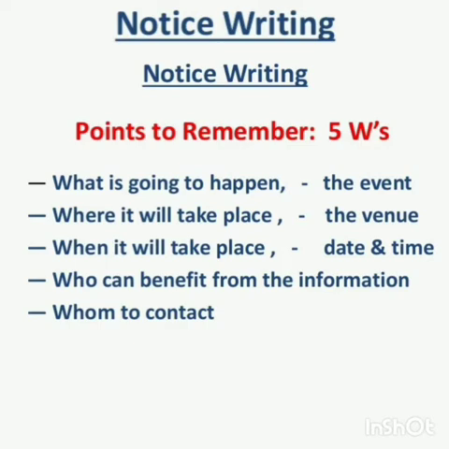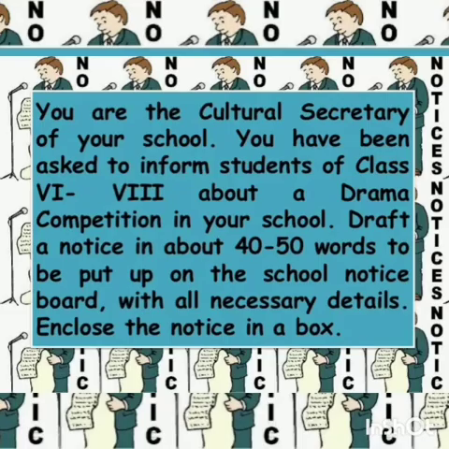So what is going to happen and where it is going to happen, what is the date and the time, and who is the audience going to benefit from the information, and whom to contact regarding this notice. These are the 5 W's. You should keep it in mind. So what are the 5 W's? What is going to happen, where it will take place, when it will take place, who can benefit from the information, and whom to contact. These are the 5 W's that should be kept in mind.